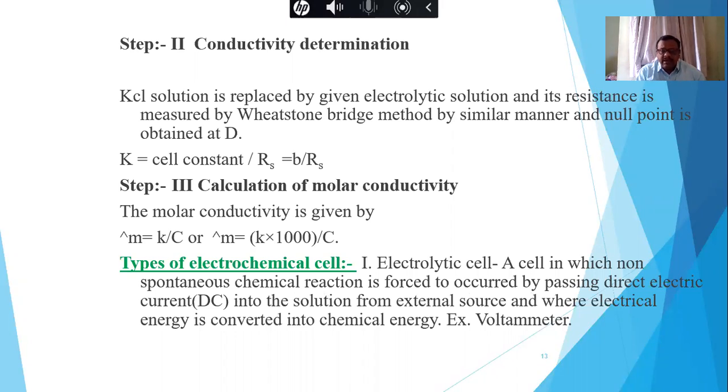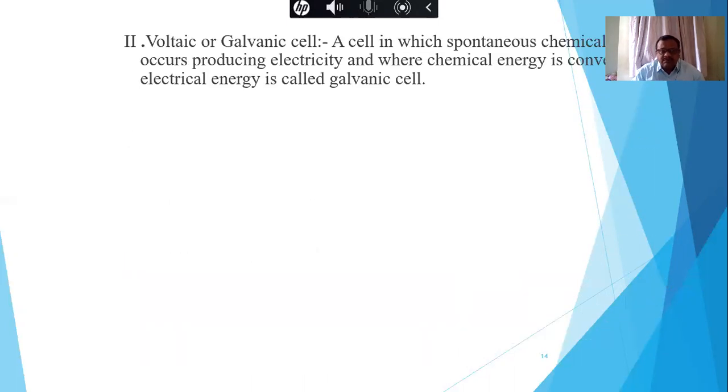I repeat again, an electrolytic cell is a cell in which a non-spontaneous chemical reaction is forced to occur by passing direct electric current into the solution from an external source, where electrical energy is converted into chemical energy. The example of such type of cell is a voltameter.